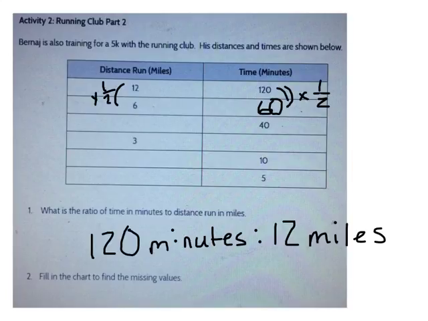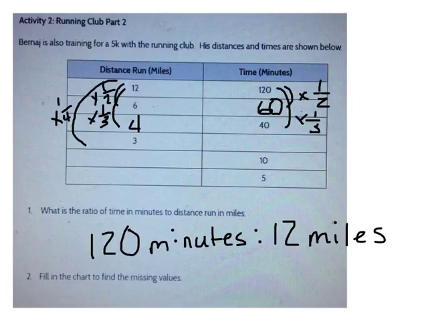To go from 120 to 40, I needed to divide by 3, or multiply times 1/3. What's 12 times 1/3, or 12 divided by 3? It's 4. To go from 12 to 3, I had to multiply by 1/4. What's 120 times 1/4? It's 30.